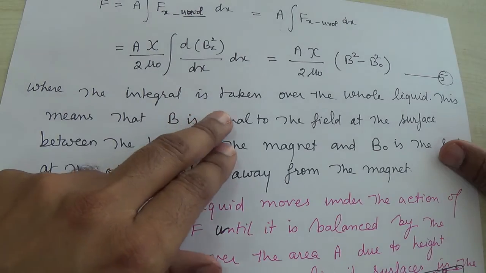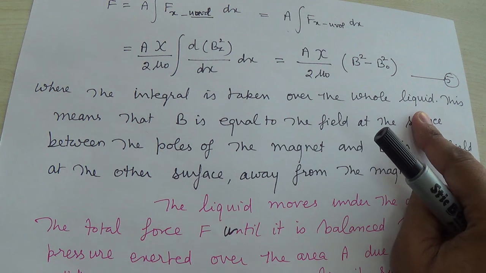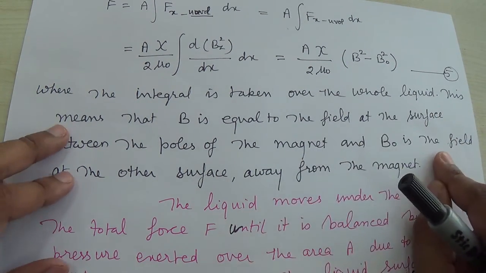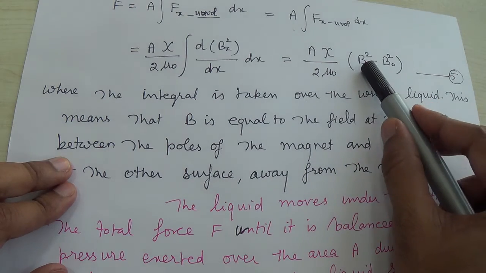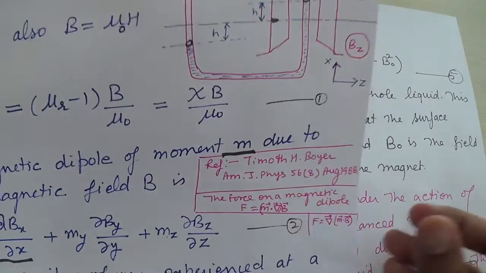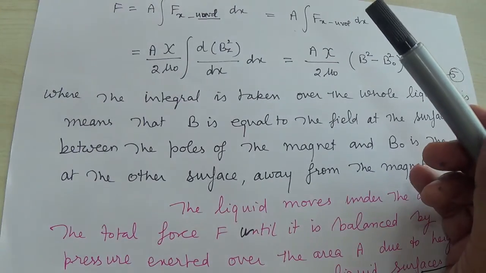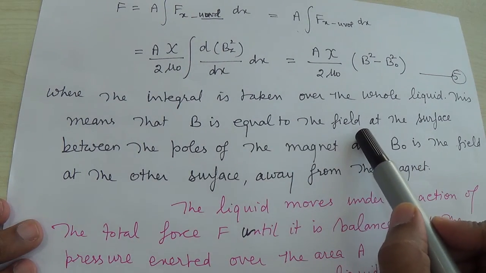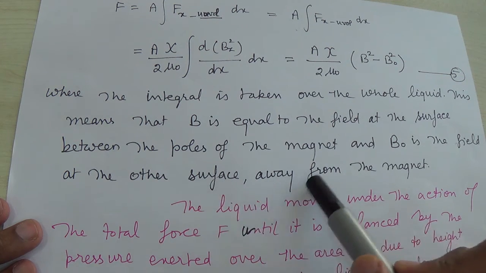where the integral is taken over the whole liquid, right? So earlier we considered the force on a small element of the liquid, and now we have considered that force over the whole liquid. So this means that B is equal to the field at the surface between the poles of the magnet. So what is this B and what is this B naught? B is the value of the magnetic field between these two poles, and B naught is at any other place. So B is the field at the surface between the poles of the magnet, and B naught is the field at the other surface away from the magnet.